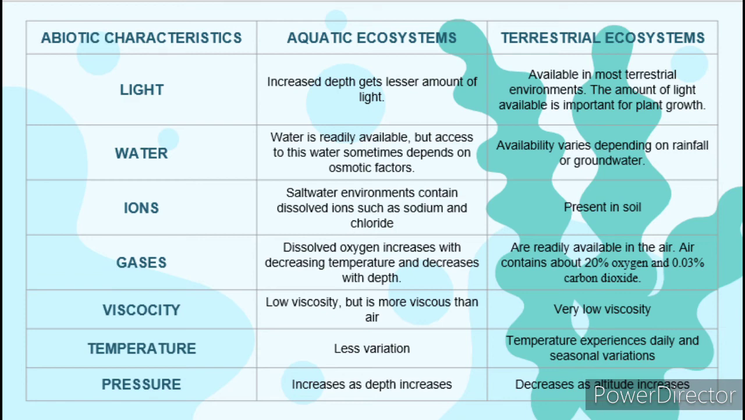So, in terms of gases, dissolved oxygen increases with decreasing temperature and decreases with depth. Gases are readily available in the air, and air contains about 20% oxygen and 0.03% carbon dioxide. Ito naman ay sa terrestrial ecosystem.